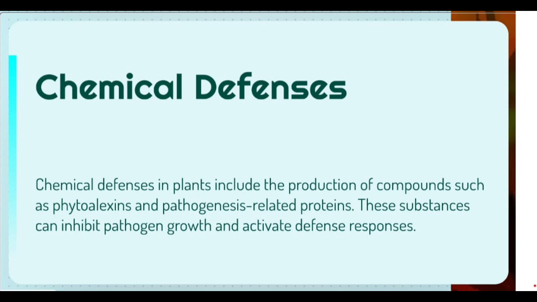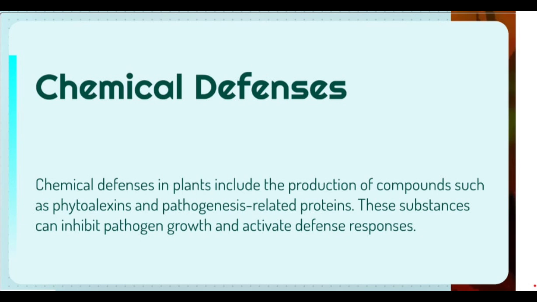Aside from physical protection, plants also use chemical defenses to fight off pathogens. When a plant detects an infection, it can produce special compounds called phytoalexins and pathogenesis-related proteins. Phytoalexins are toxic to pathogens, while the other proteins help strengthen the plant cells and activate more defenses. Some plants even release chemicals that signal nearby cells to prepare for attack, like sending an early warning to other parts of the plant. This chemical response is one of the key reasons plants can survive despite being constantly exposed to harmful organisms.